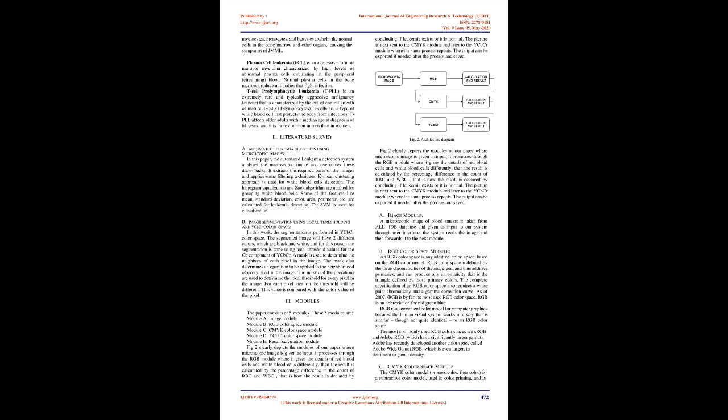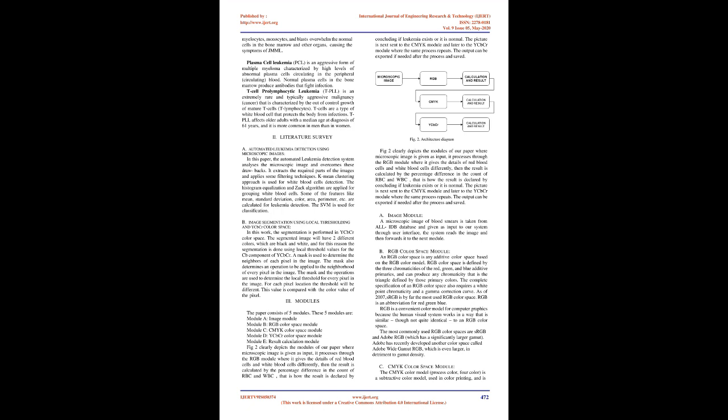B. Image segmentation using local thresholding and YCbCr color space. In this work, the segmentation is performed in YCbCr color space. The segmented image will have two different colors, which are black and white, and for this reason the segmentation is done using local threshold values for the Cb component of YCbCr. A mask is used to determine the neighbors of each pixel in the image. The mask also determines an operation to be applied to the neighborhood of every pixel in the image. The mask and the operations are used to determine the local threshold for every pixel in the image. For each pixel location, the threshold will be different.